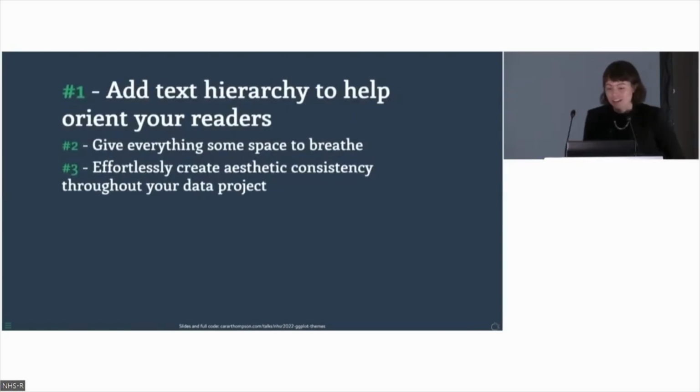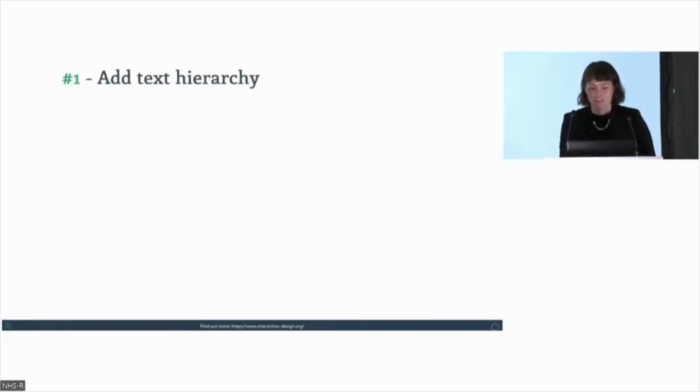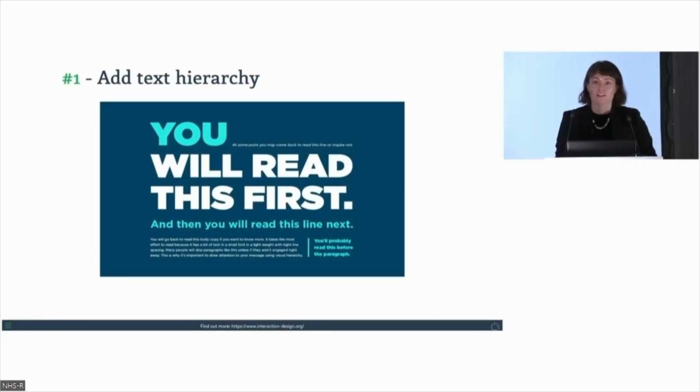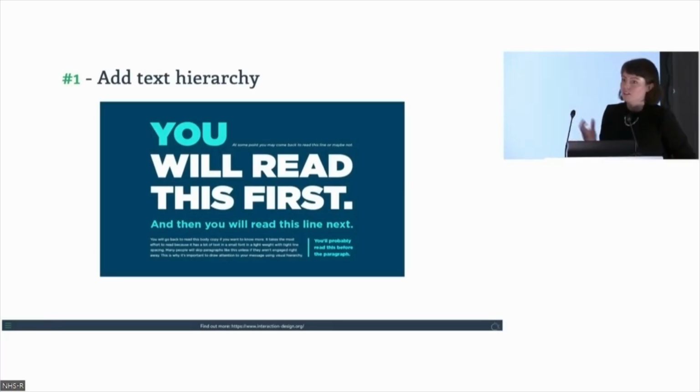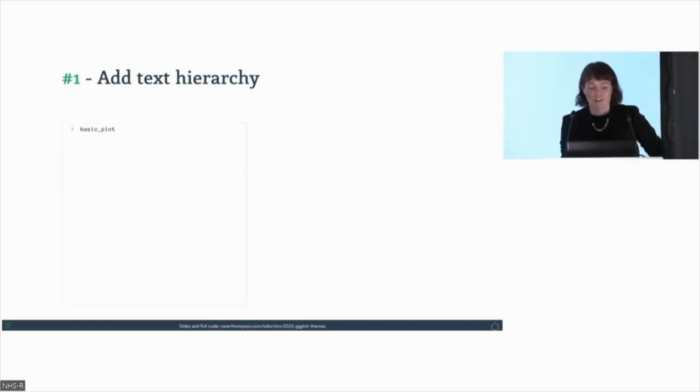So let's add a bit of text hierarchy to help orient the readers. Text hierarchy is one of those things that it's so much easier to demonstrate than it is to explain. So take a look at this image. What this is illustrating is that the way that you format your text guides the reader as to what's most important, what they need to go to first, and what it doesn't really matter if they skip over. Now, those of us creating data visualizations, we need to harness this so that we're in control of what the main message is, and that we are in control of what we don't mind people skipping over. So we're going to do a bit of that as we create our plot.